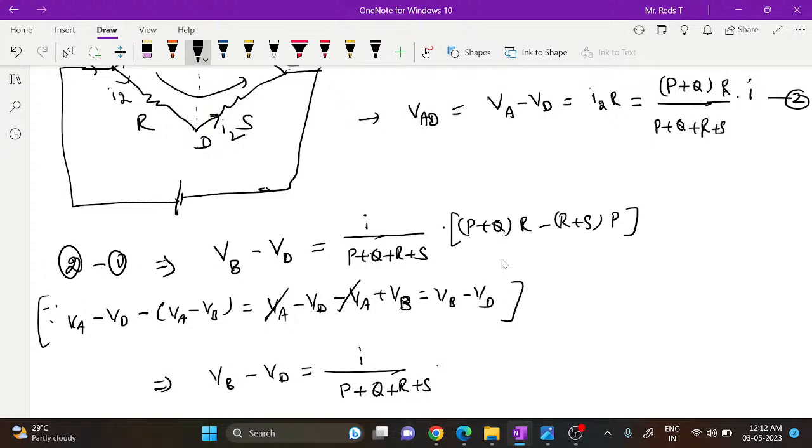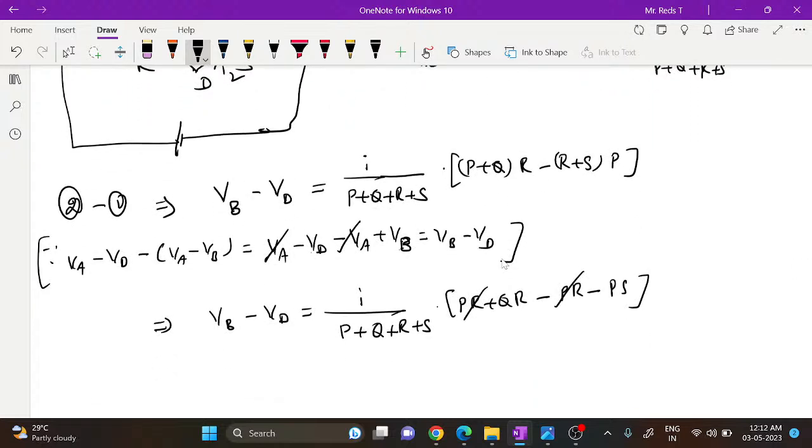Now expand it. This implies VB minus VD is equal to I by P plus Q plus R plus S. You have to just note down step by step, guys, then only you can follow. Okay, so here if you expand P into R is PR plus QR minus of PR minus PS. Minus PR plus PR cancel, we'll get QR minus PS. So you can write here like this: VB minus VD is equal to.